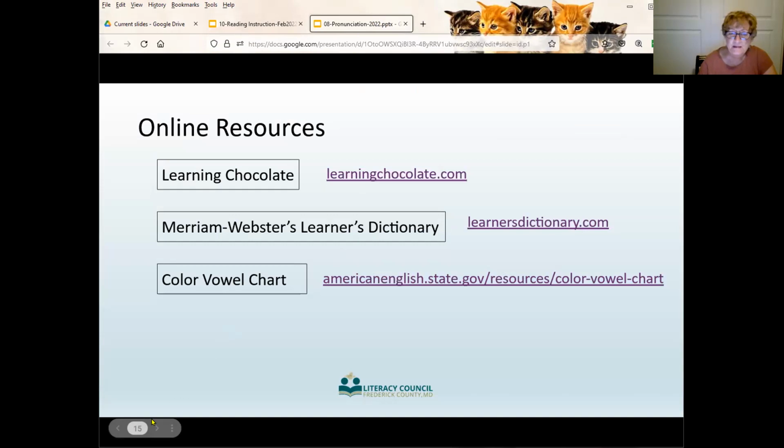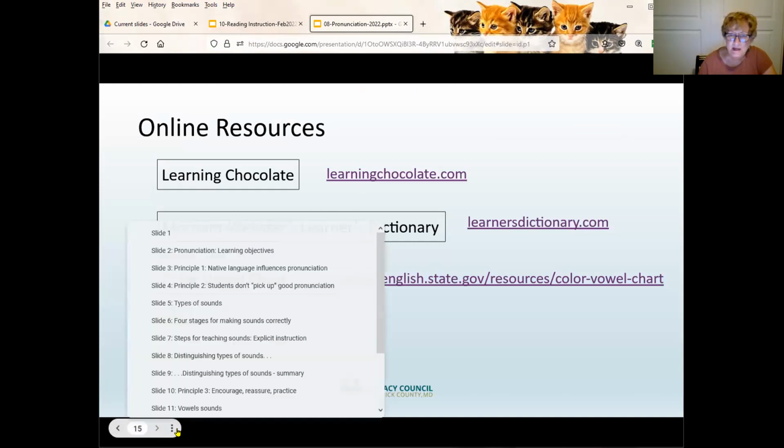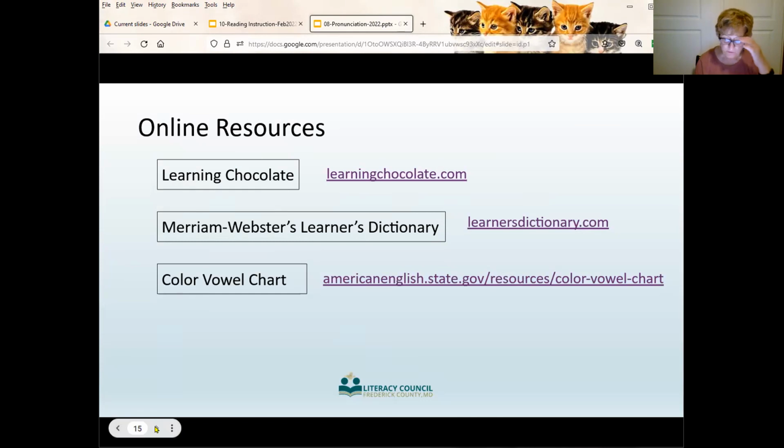Okay, the next website that we have on the slide there is a dictionary for ESL learners. And this is a good one because when the student looks up the word or the meaning of a word, the pronunciation is also included. Then the third website, Color Vowel Chart, is great for listening to and learning the vowel sounds. When you have time, poke around these websites and read about how useful they can be. And these are just a few of the sites that are out there. There are a lot of good sites for pronunciation.